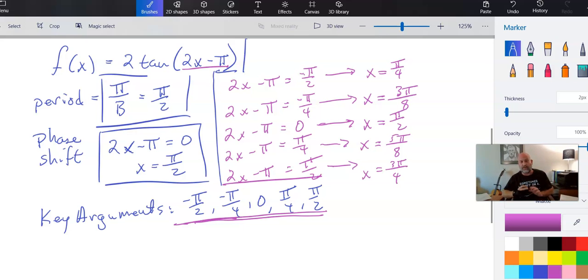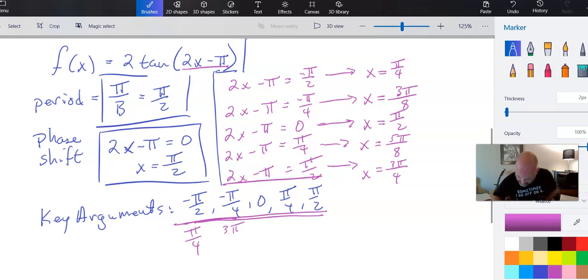And I'm going to leave you to work out the algebra on that. But we have our key points. These guys, I'm going to write them down here and then erase this stuff. Once we solve these equations, basically what happens is whatever point was at negative pi over 2 is now at pi over 4.